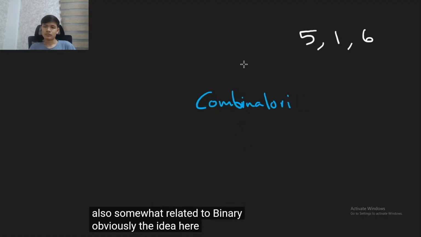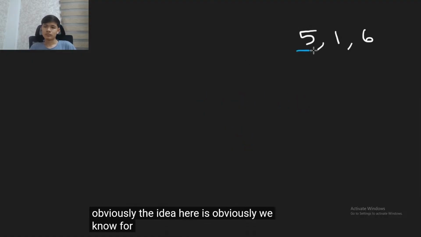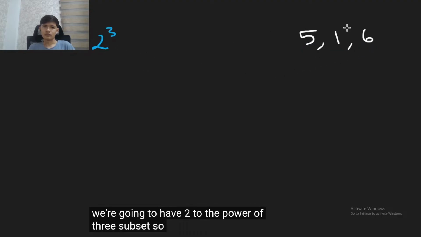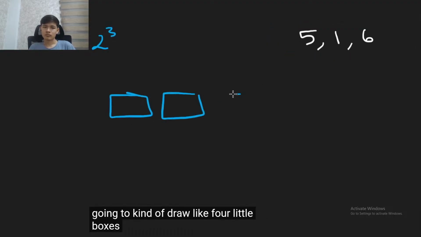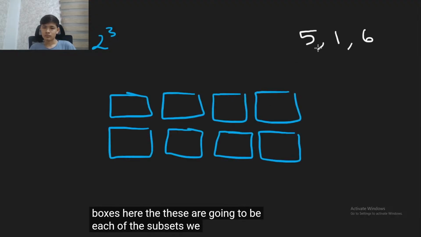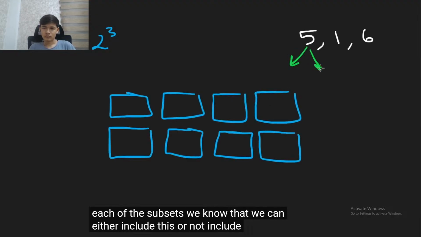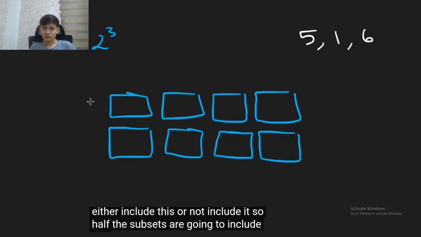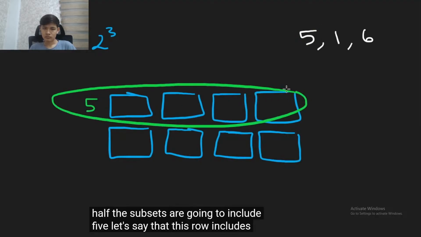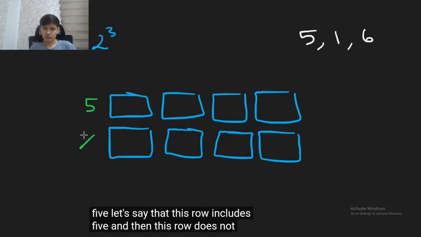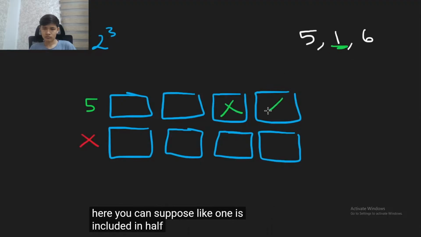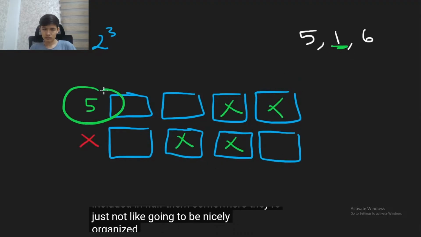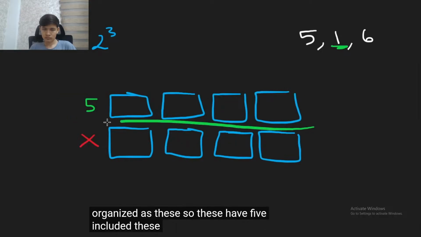The idea here is obviously we know for each of these numbers, we're going to have 2 to the power of 3 subsets. So let's just continue with this example because it's small. I'm going to draw 4 little boxes here. These are going to be each of the subsets. We know that we can either include this or not include it. So half the subsets are going to include 5. Let's say that this row includes 5, and then this row does not include 5. So I'll put a little red X here. You can suppose 1 is included in half of them somewhere. They're just not going to be nicely organized as these. So these have 5 included. These ones do not.